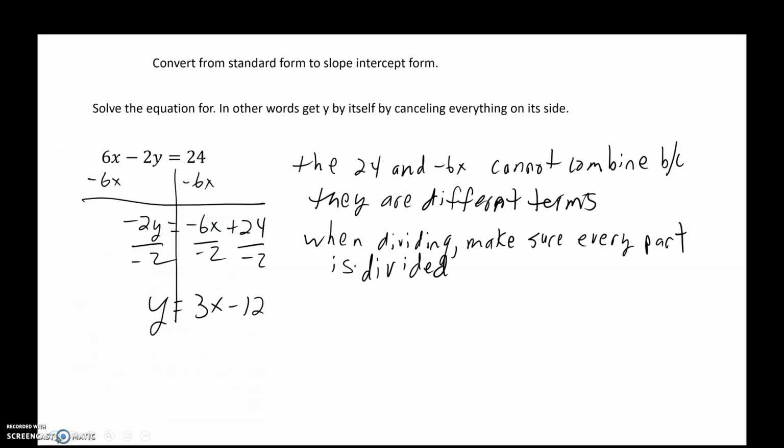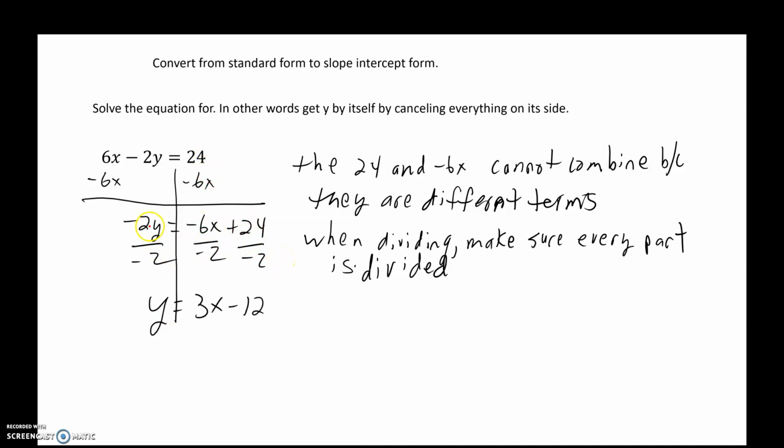All right, the next thing we need to know how to do is convert. So go ahead and pause and write all this down. All right, so the key to this, guys, is you need to solve for y. And so the first thing I did was I subtracted 6x from both sides. Now the 24 and the negative 6x, they can't combine. They're separate terms, so they got to keep separated.